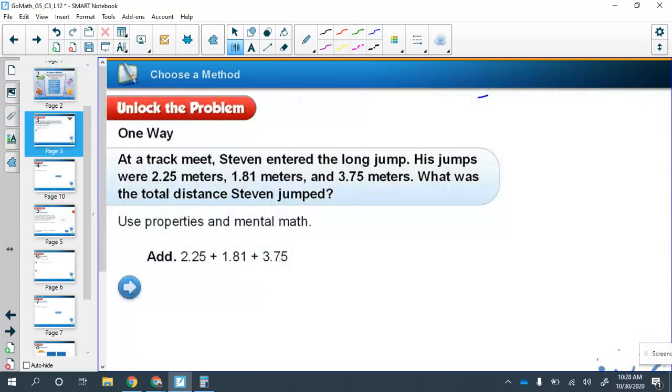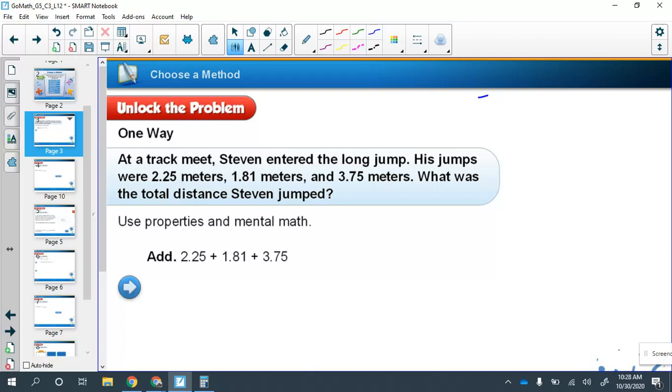To start with, we have a story problem, and it says, at a track meet, Stephen entered the long jump. His jumps were 2 and 25 hundredths meters, 1 and 81 hundredths meters, and 3 and 75 hundredths meters. What was the total distance Stephen jumped?